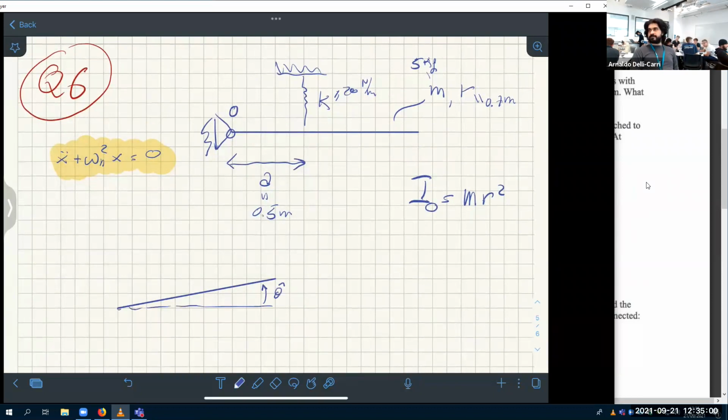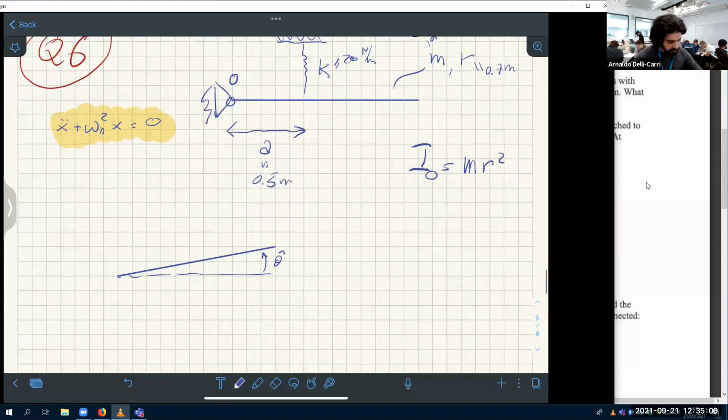And this is theta. Now, if the bar rotates by theta, here we have the reaction forces Ry and Rx from the pin. Remember, pin joints have two reaction forces, Rx and Ry, and this is still point O.